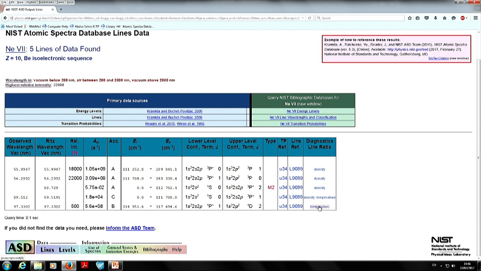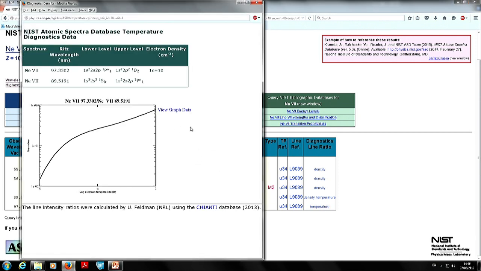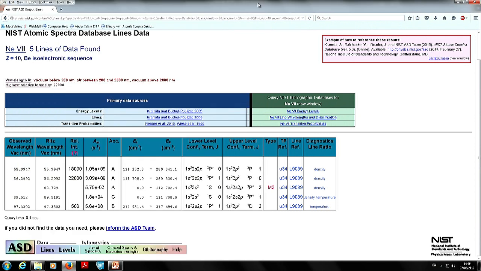Similar for temperature, but a different line. Here's the ratio of 97.33 to 89.52. You see the ratio of intensity of these two lines changes as a function of electron temperature. Again, this is log in Kelvin in this case. And if the ratio is 1/10, you're here, and so on and so forth.